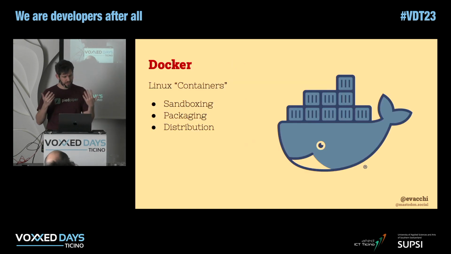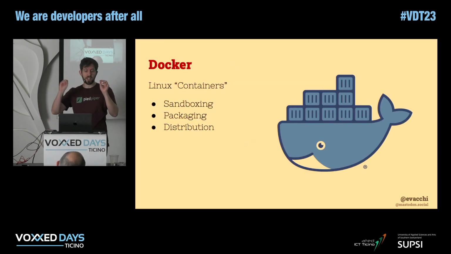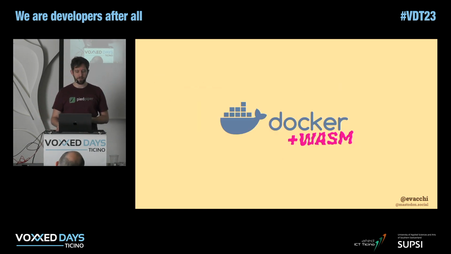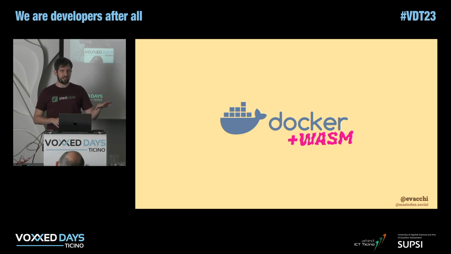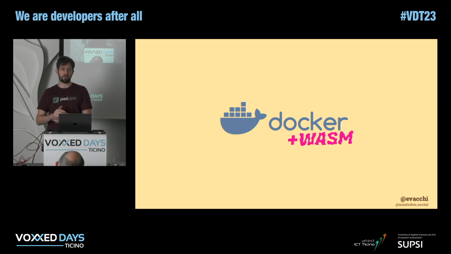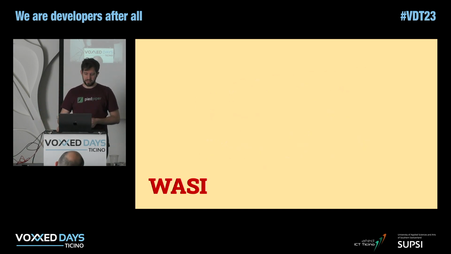Well, as we say, Linux containers are for sandboxed packaging and distribution. So as for packaging and distribution, let's say that's another kind of problem. It's just a matter of having a server where you can download basically your payloads. That's it. What about sandboxing? What makes WebAssembly interesting that way? And so a very recent news is that Docker is also providing a WebAssembly engine now. Wow. What does that mean?